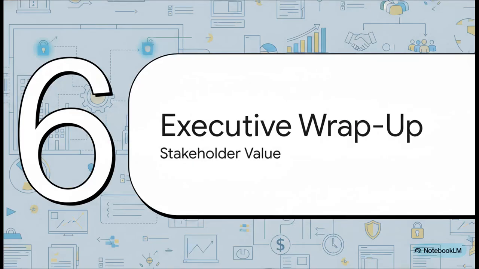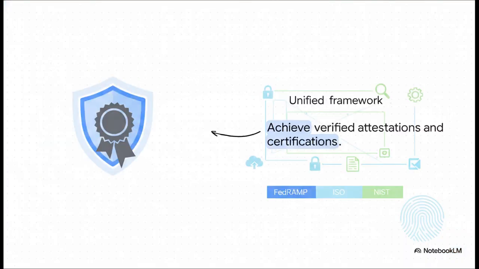Finally, Part 6, the Executive Value Wrap-Up. As an architect, you eventually have to tie all these incredibly deep technical implementations directly back to stakeholder priorities. Why are we doing all this? We're doing it for the business. By fully deploying this unified framework, your organization completely eliminates audit fatigue. You standardize your operations, and you efficiently maintain rigorous, verified authorizations like FedRAMP and ISO certifications. When you finally sit down with your Chief Information Security Officer, you aren't just handing them a list of blocked features. You are presenting a fully validated, continuously auditable system that protects classified intellectual property and dramatically accelerates compliance. That is massive business value.